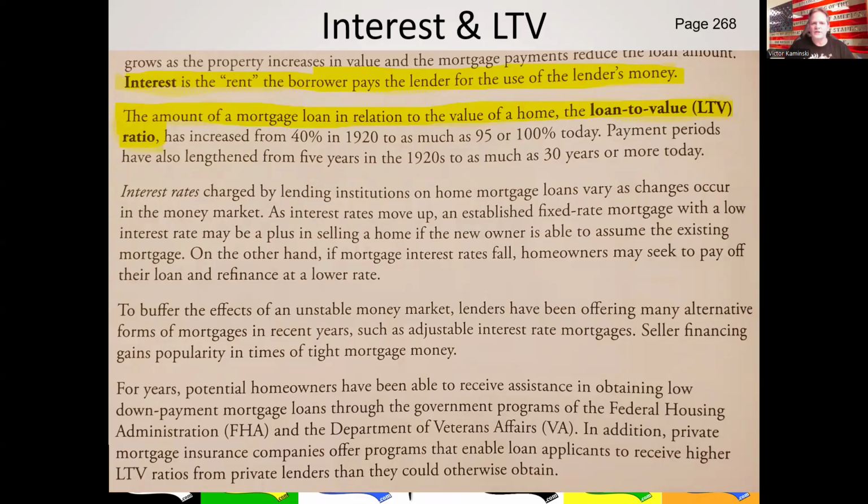So interest is the rent the borrower pays the lender for the use of their money. And the amount of the mortgage loan in relation to the home value is the LTV ratio. Loan to value, that's what LTV stands for. How much they'll lend you in relation to the value.